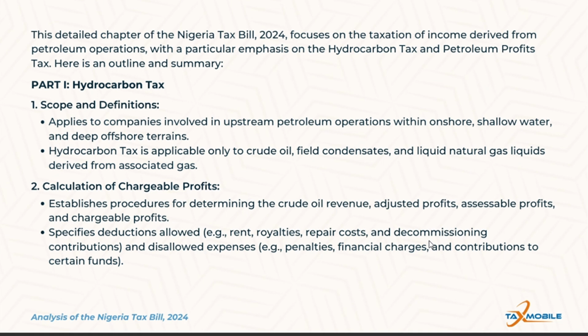Now, Chapter 3 of the Nigerian Tax Bill 2024 is a pivotal segment addressing the taxation of income from petroleum operations, a cornerstone of Nigeria's economy. This chapter integrates the tax principles established under the Petroleum Industry Act and aligns them with Nigeria's broader tax framework to ensure equitable, transparent, and efficient taxation of upstream and midstream petroleum activities.